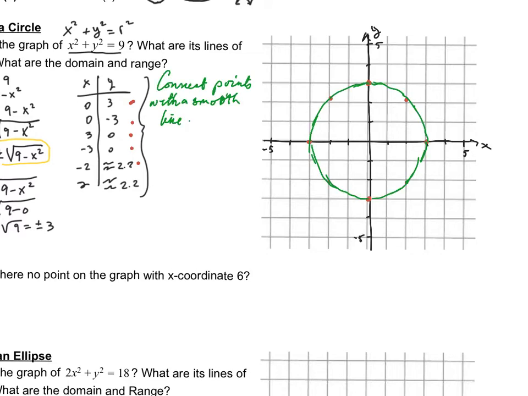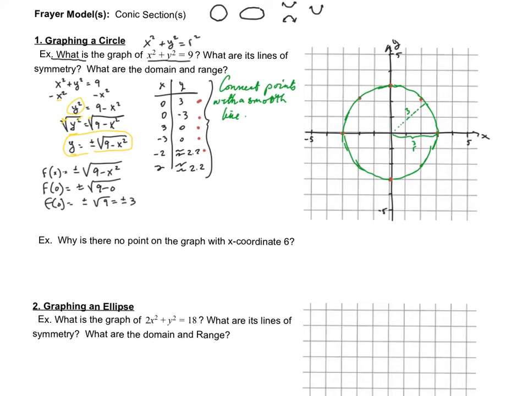All right, so I've connected my dots with a smooth line, and I have a circle. There are some things that I do know about this. I know that my radius is going to be 3 units, because the radius is constant, and I know that this value from right here is 3, and that is also my radius.